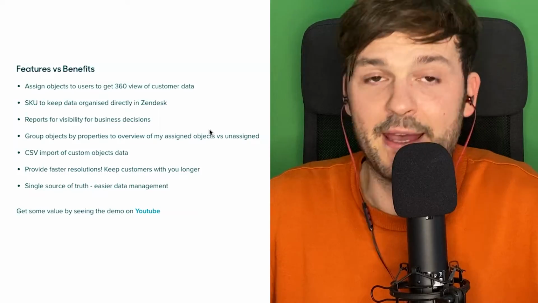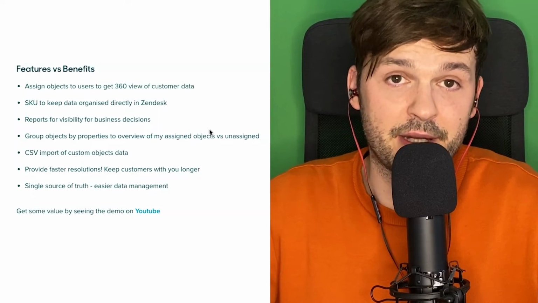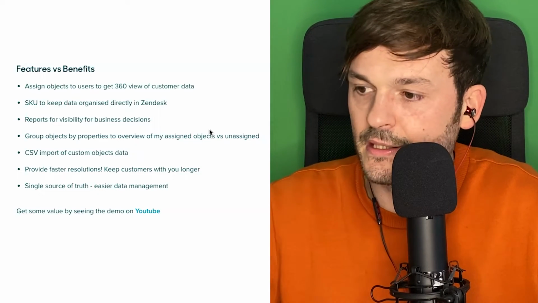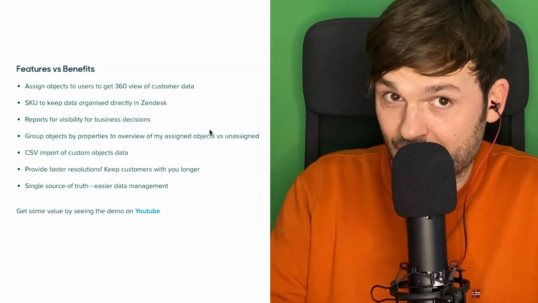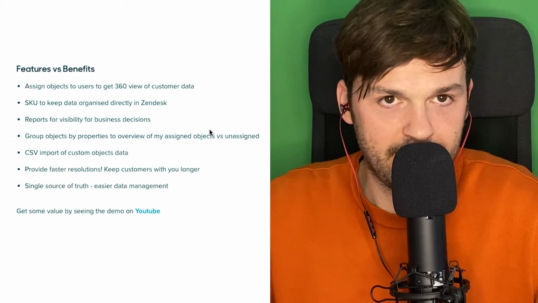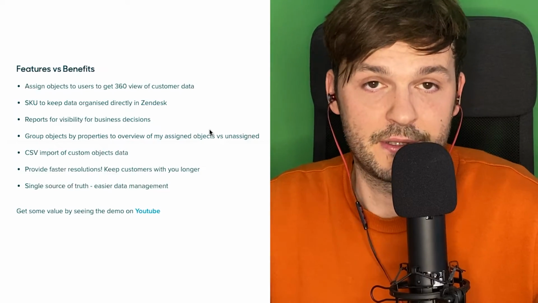I don't have to have any data breaches or any information being spewed into different systems that I worry about. I have reports for visibility and better business decisions. I can just see what objects I have assigned or unassigned. I can just group them. It's amazingly easy. I can group objects by properties to overview, as I said, my assigned and unassigned. I can do the CSV import, which I just showed you. So I can provide fast resolutions because each time somebody writes to me, I can just see what device they own, like the unique ID. I can see the unique IDs actually. I can assign as many as I want to a user. So then I could have a single source of truth for easier management directly in Zendesk.